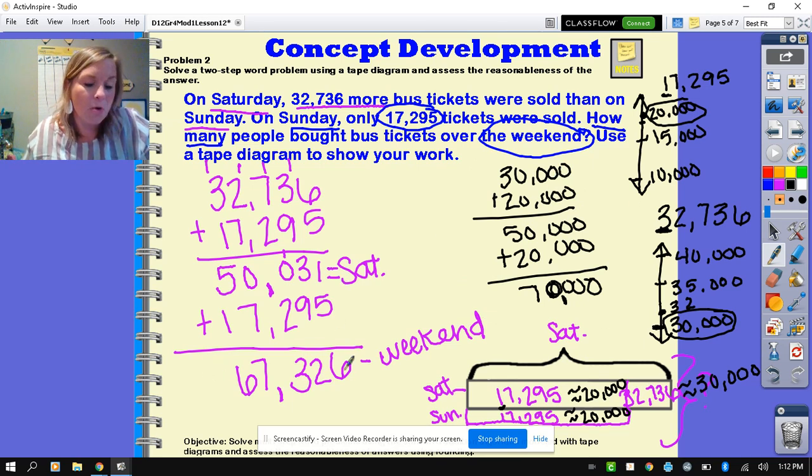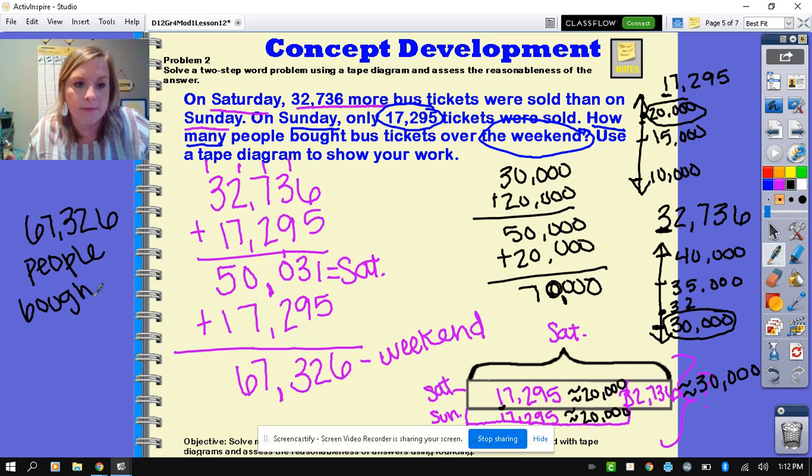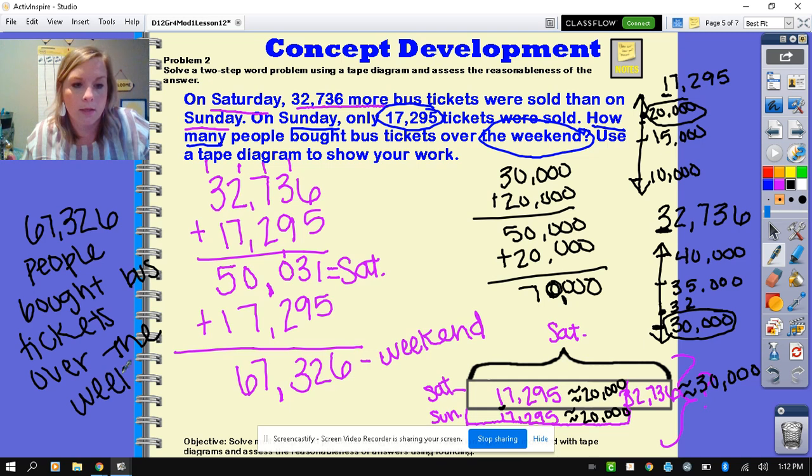So now that we've checked them, we're going to write this as a statement. So we're going to say 67,326 people bought bus tickets over the weekend. That way we have gone through our entire RDW process of reading, drawing, and writing it out.